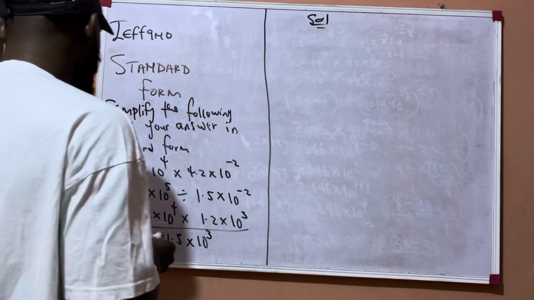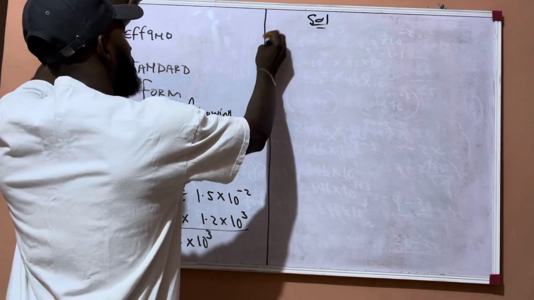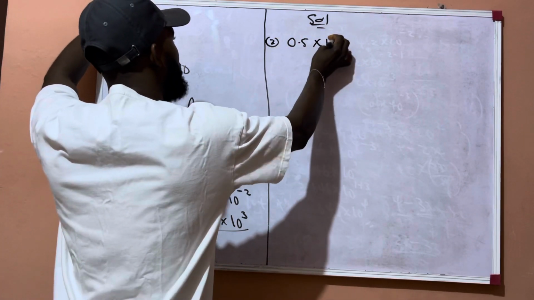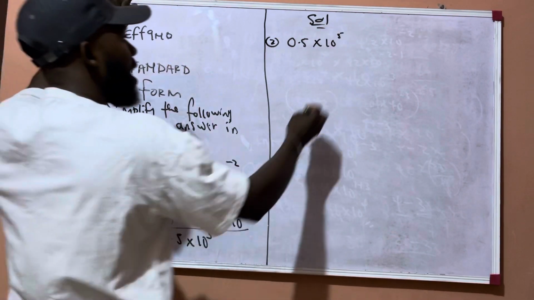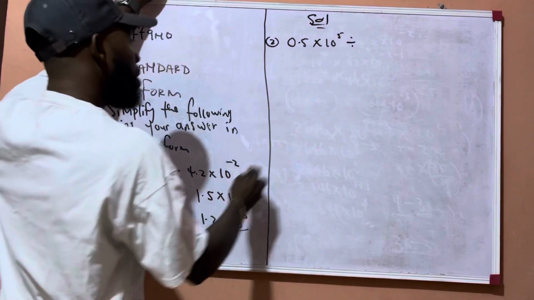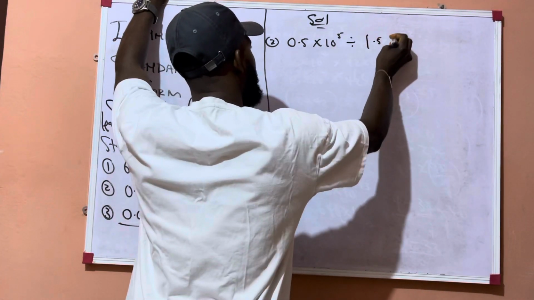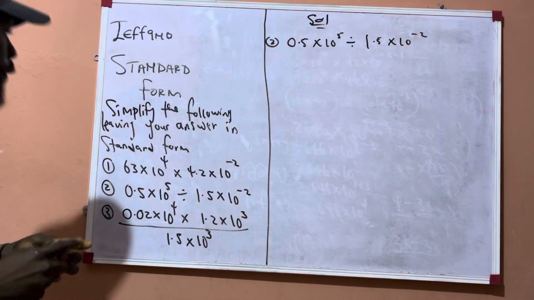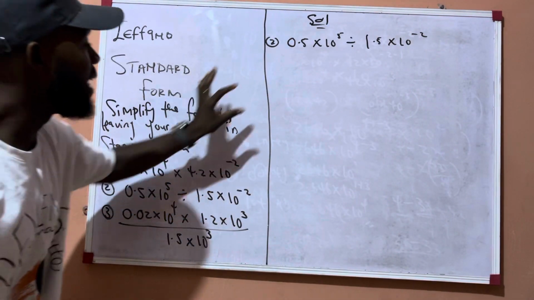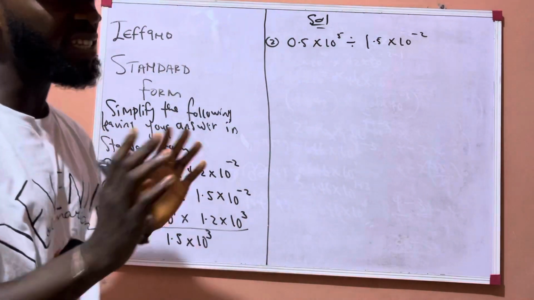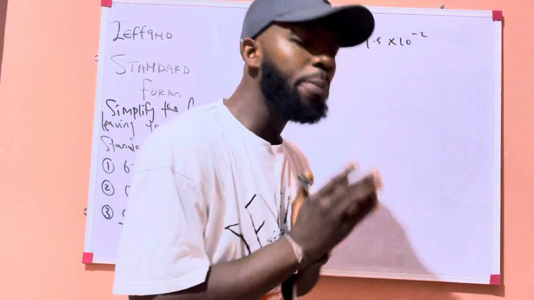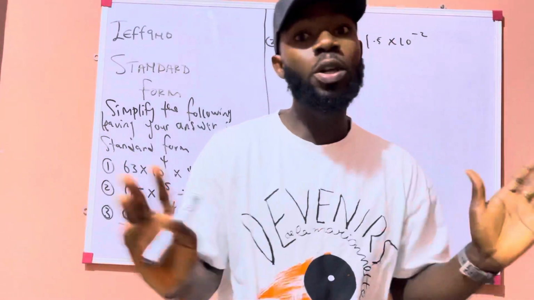Okay, question number 2 says 0.5 times 10 raised to the power of 5 divided by 1.5 times 10 raised to the power of negative 2. Okay, now the first example talks about multiplication, and then the second example talks about division. Now this doesn't matter at all. Now what did I say is the first step you do? Remove the point totally. There should be no point.